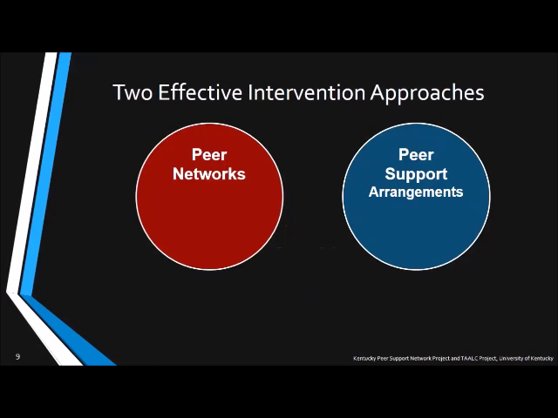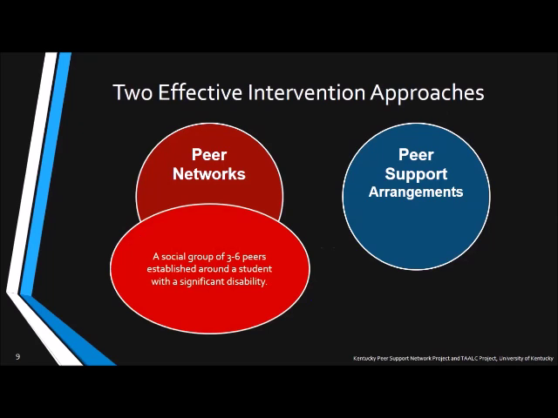Okay. For those of you that haven't been to a peer support training, we typically train on two peer-mediated interventions. We do peer networks and peer support arrangements. Today we're primarily going to talk about peer support arrangements, but I did want to let you know about both strategies. Peer networks are strictly a social network, a social group of 3 to 6 peers established around a student with significant disability, and they're kind of a group created to look at socially for fun to develop friendships.